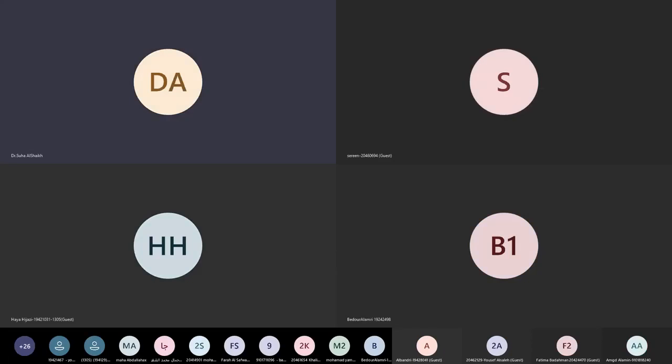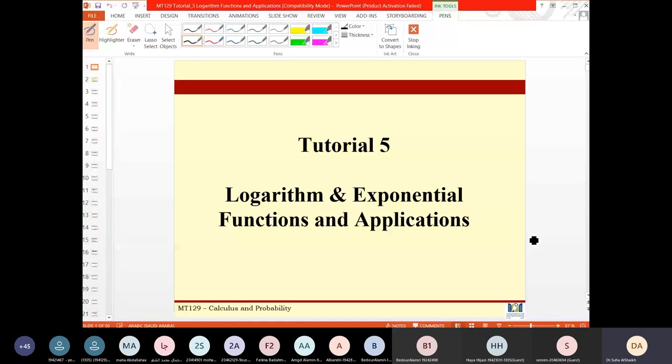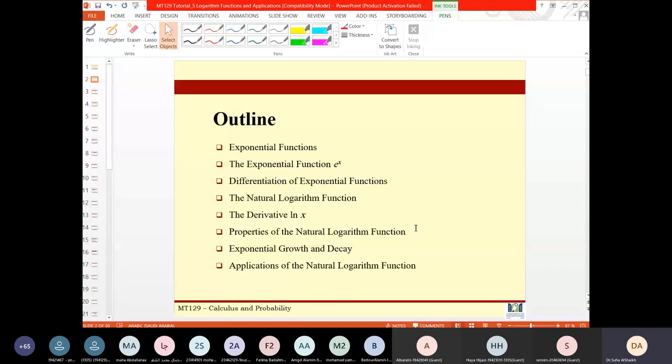So today we are covering tutorial 5. We are going to talk about the logarithm, the exponentials, the functions and their applications, how to find their derivative, and how to have some application using this exponential thing. Of course, the tutorial is 50 slides. I'm going to do half of it today, inshallah, if I can.